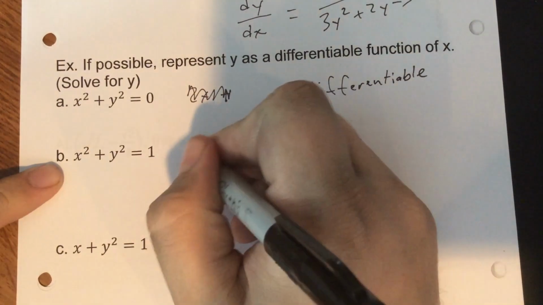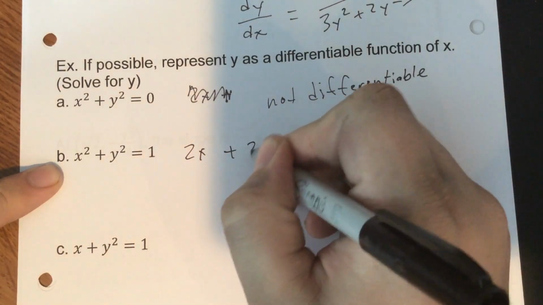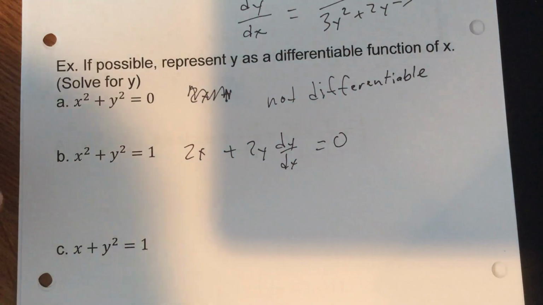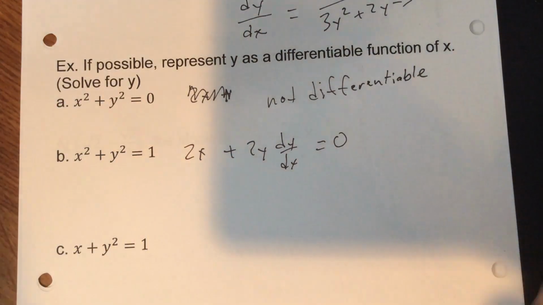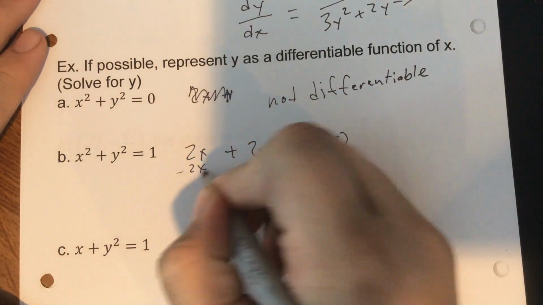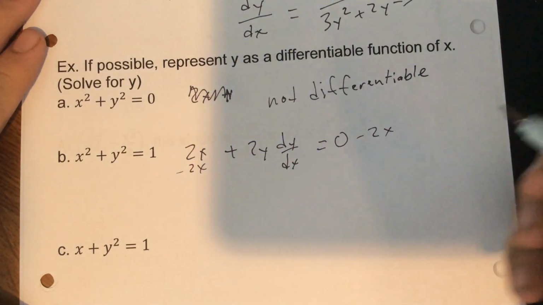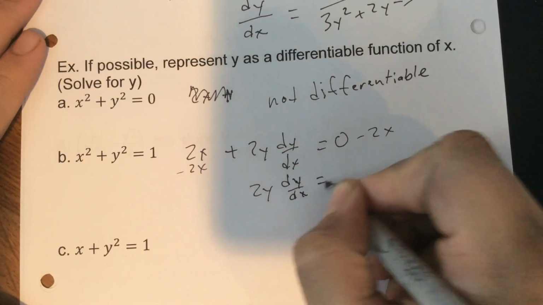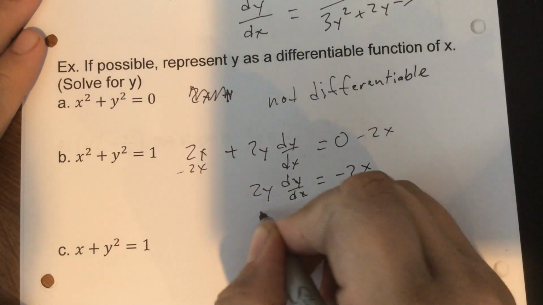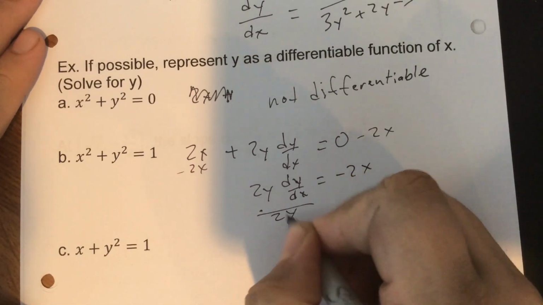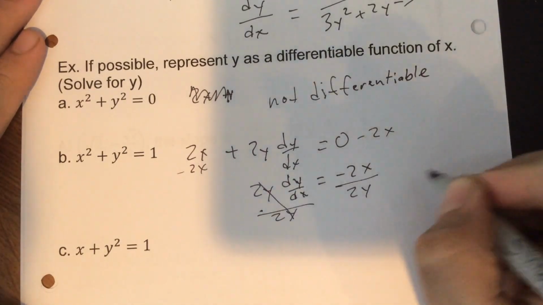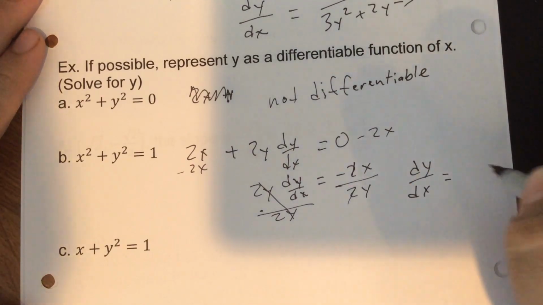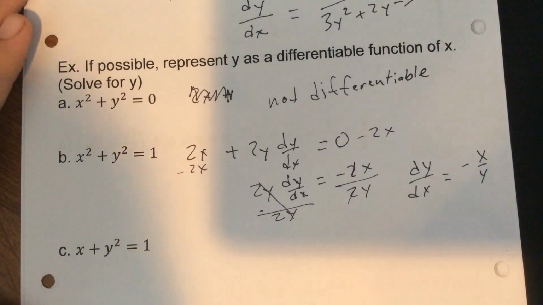This one then would go to 2x plus 2y dy over dx equaling 0, because the derivative of any constant goes to 0. To solve, we'd subtract the 2x to the other side. So 2y dy over dx would equal negative 2x. We would then divide by 2y to get rid of it there. So dy over dx would equal, our 2's can cancel, negative x over y.